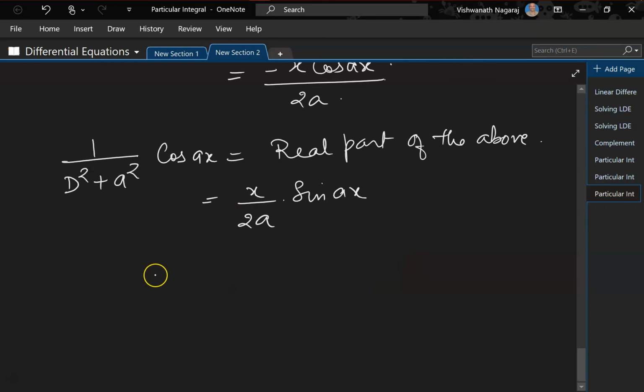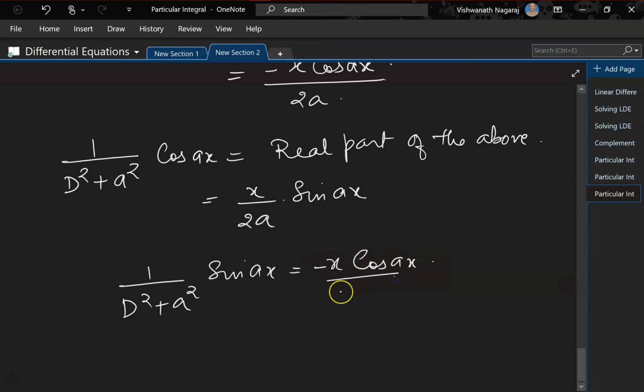You need to remember, 1 by (D square plus a square) sin ax is nothing but minus x cos ax by 2a, and 1 by (D square plus a square) cos ax is equal to x by 2a sin ax.